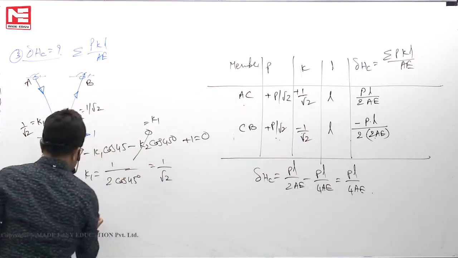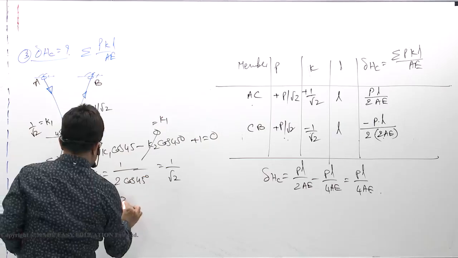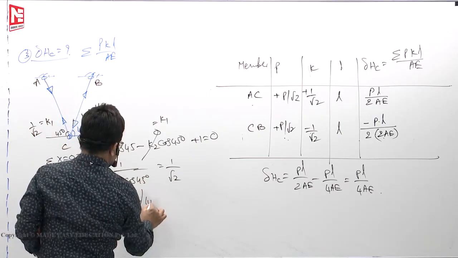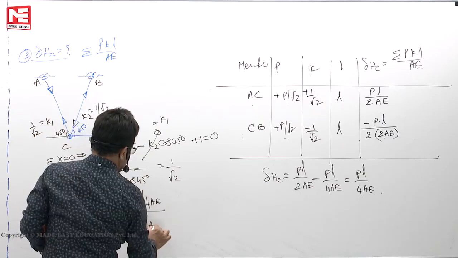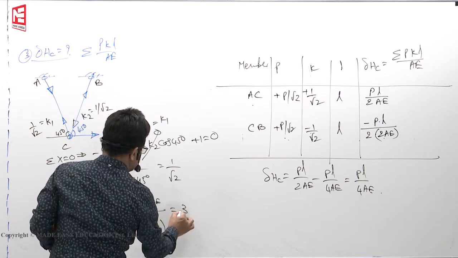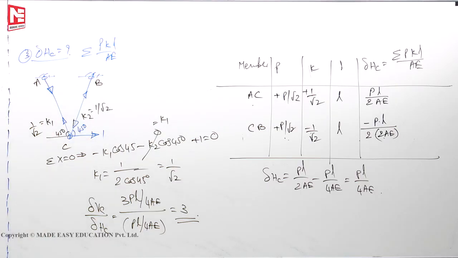Now delta VC by delta HC. This is 3PL by 4AE divided by PL by 4AE. So 3 is the answer. The AE magnitudes we don't have to use, because he is simply asking you to find the ratio.